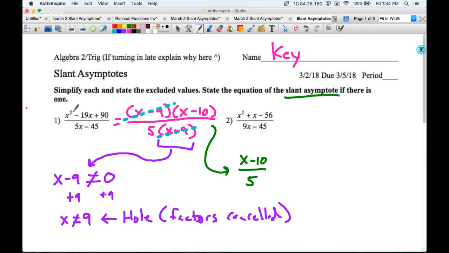How did we know this was going to have a slant asymptote? It's because the degree up here is a 2, the degree on the bottom is a 1, and so the degree of the numerator is 1 higher than the degree of the denominator. And those always have slant asymptotes. So here, this is our simplified form.